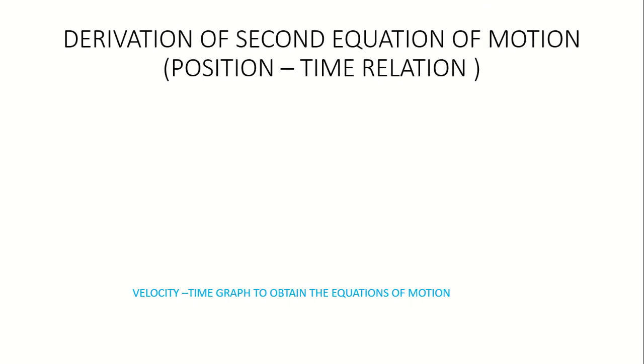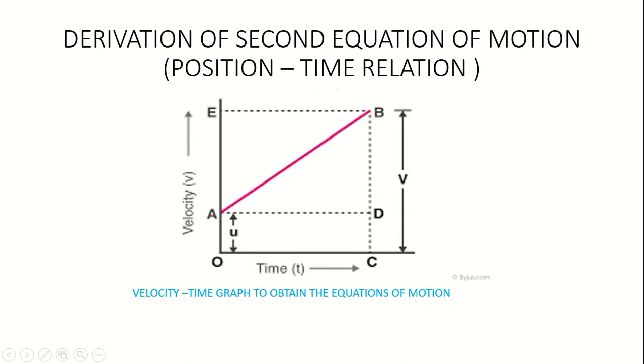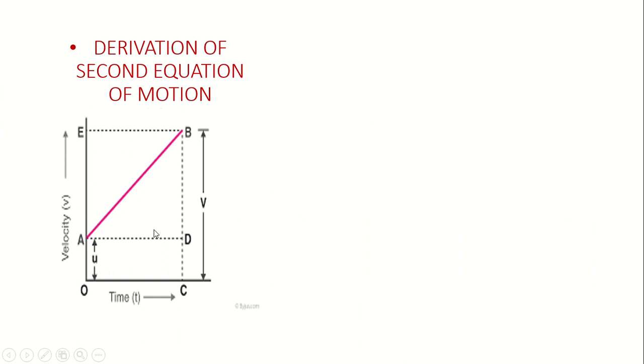Second equation of motion is also known as position time relation, and as I have already told you, we are going to use the same graph for all the three equations. This part of the graph AB, the pink line, is the main graph, and you can see that on x-axis we have taken time and on y-axis we have taken velocity. Let us see the derivation.